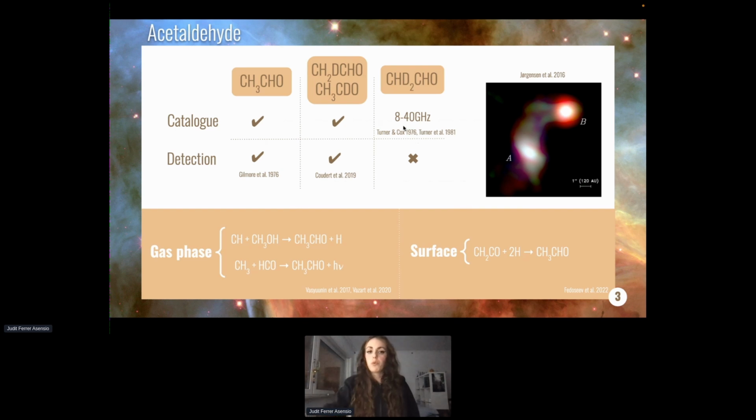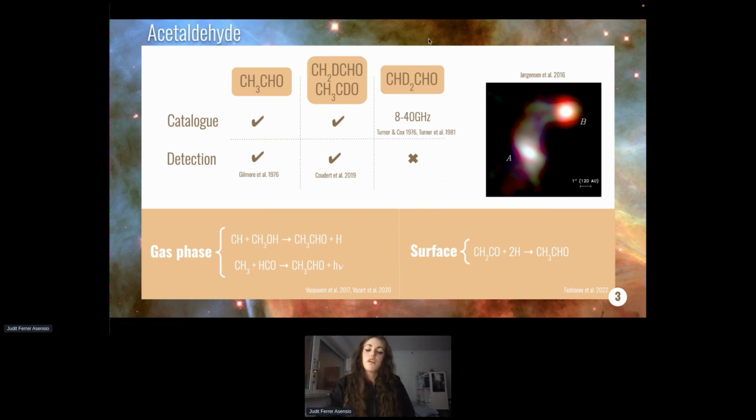The main isotopolog was previously observed towards the interstellar medium, and it was observed for the first time in the Sagittarius B2 cloud. And also the singly deuterated forms were observed towards this protostellar system, which you can see here on the right. And these detections were possible because we had accurate spectroscopic catalogs.